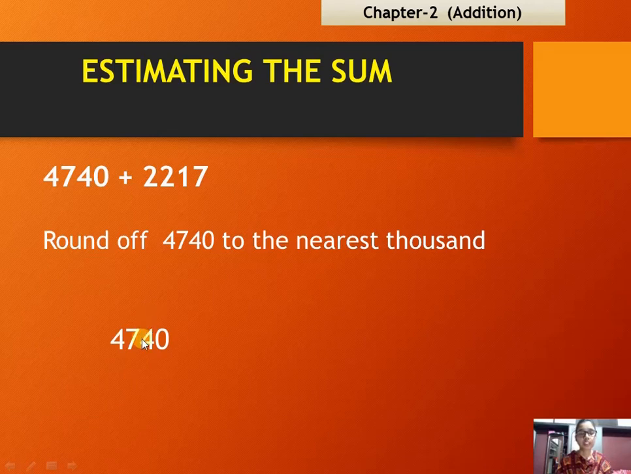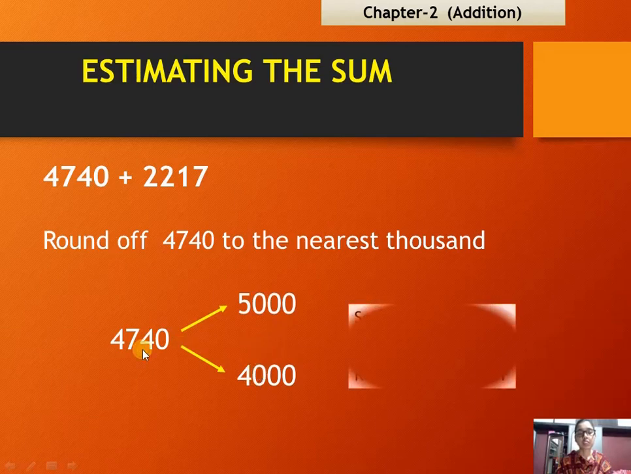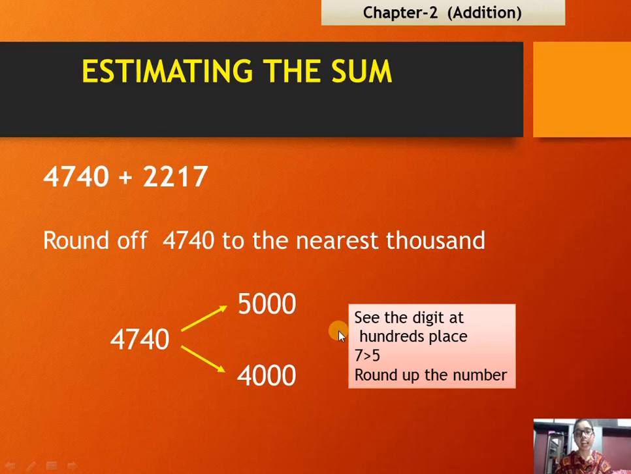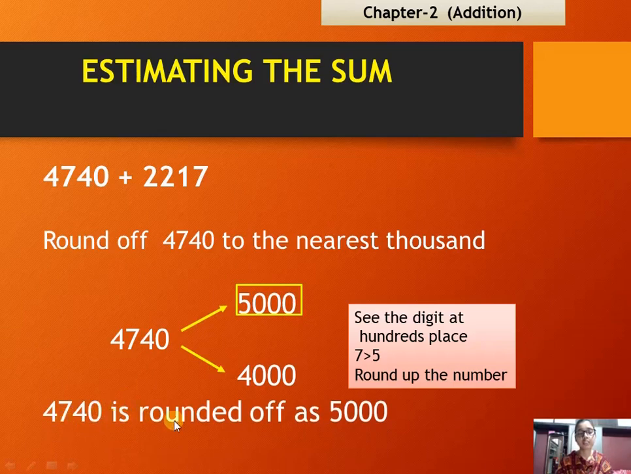So we know that this 4,740 lies between 4,000 and 5,000. Now we will see the digit at hundreds place. Here 7 is at hundreds place. And according to the rule, this 7 is greater than 5. It means we will round up this number. So 4,740 is rounded off as 5,000.